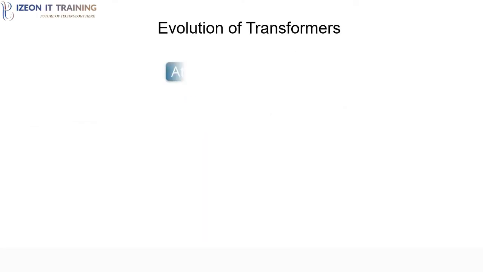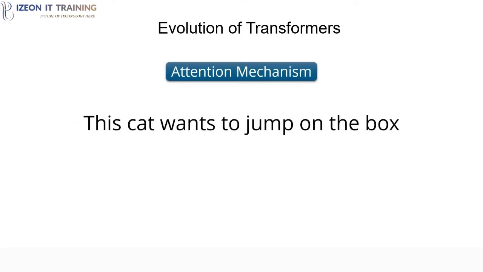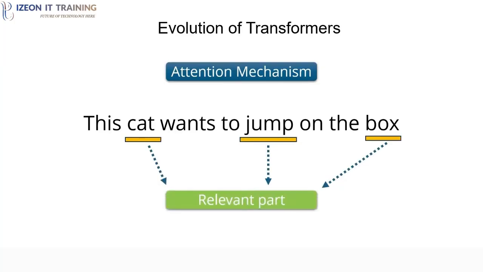Now let's discuss the attention mechanism. Think about this sentence: "This cat wants to jump on the box." The attention mechanism identifies the most relevant parts of this sentence, like cat, jump, and box, and focuses on these elements while processing the data.